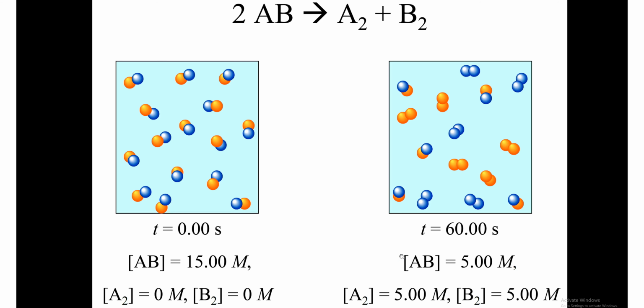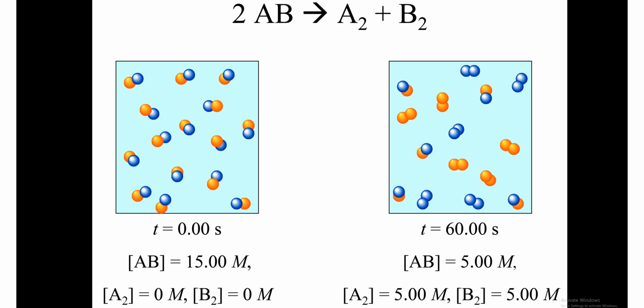Now, putting along this concept, let's take a look at this equation. 2AB yields A2 plus B2. Over time, if you're producing a certain amount of product, in other words A2 and B2, what you're starting to see is that if you fast forward to 60 seconds, you're going to find that the AB concentration is going to decrease. And because it's decreasing, you're going to get a production of A2 and B2.